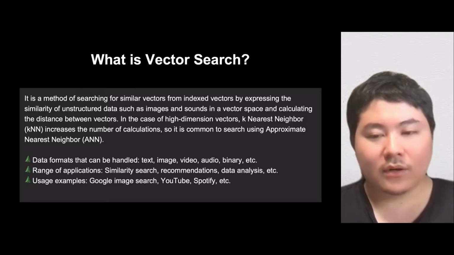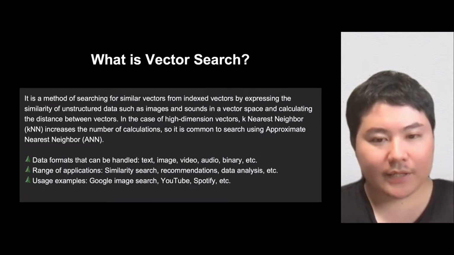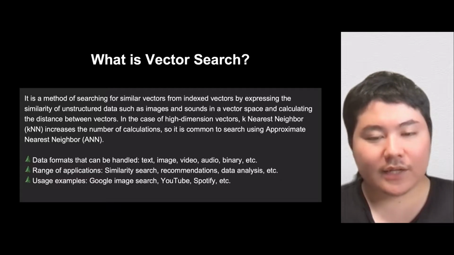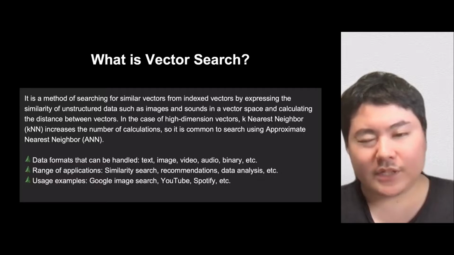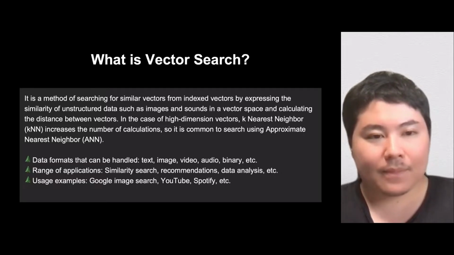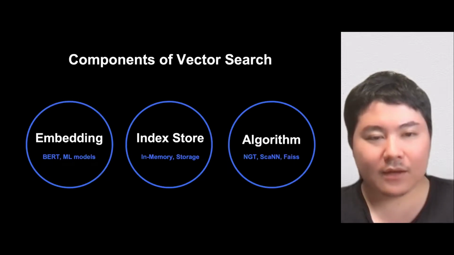Data formats can be handled as long as they can be converted to a vector. Various formats are acceptable: text, images, video, audio, and binary. The range of application includes similarity search, of course, and recommendation and data analysis as well. Some of the use cases include Google image search, YouTube, and Spotify's recommendation, which also use vector search technology.